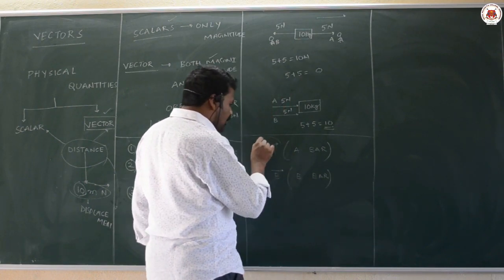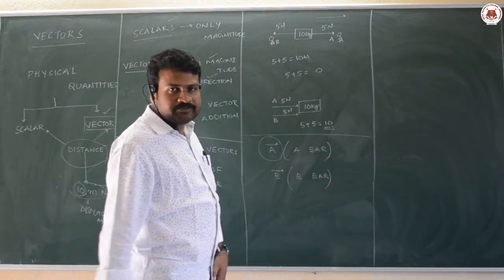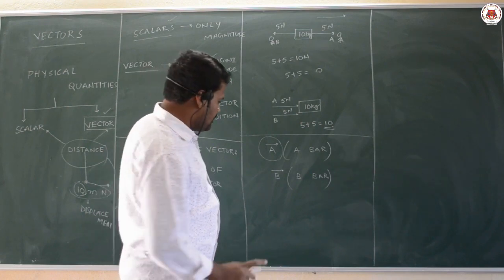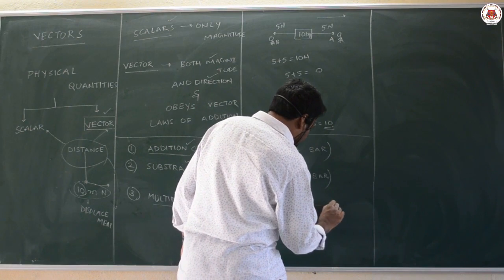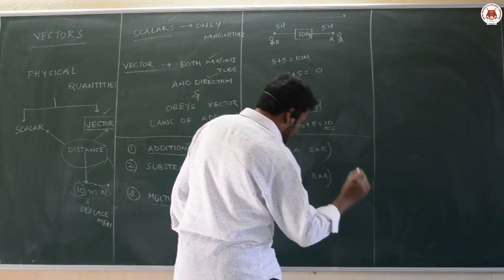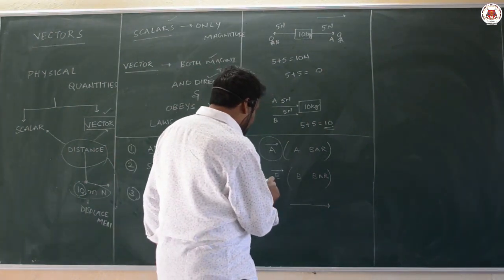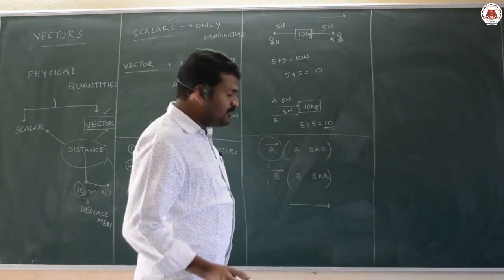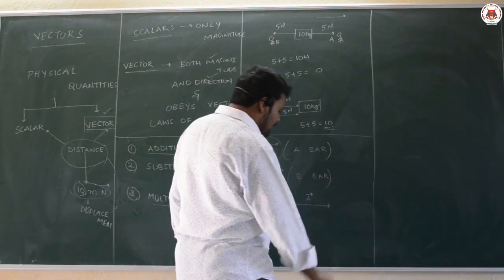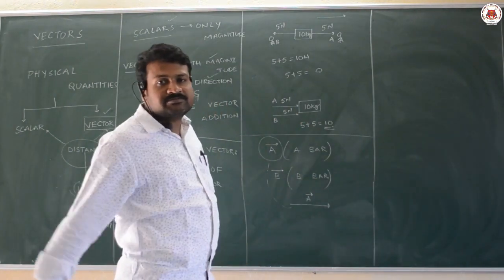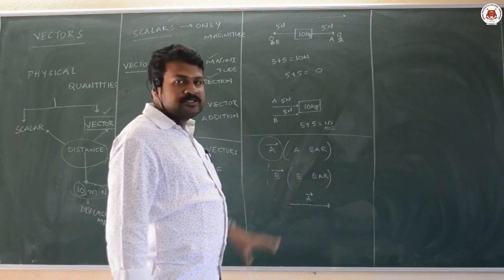Suppose you want to draw A bar on paper. 5 meters is A bar. Then how to represent it? It is represented with a line segment with an arrow head, where the length of the line segment gives the magnitude of the vector, whereas the arrow mark indicates the direction of the vector. This is the direction of the vector.